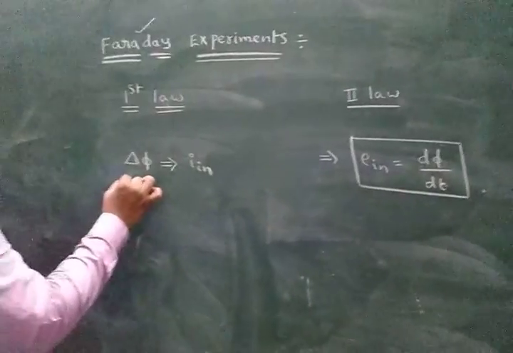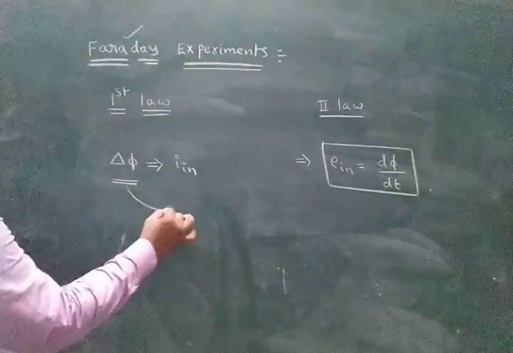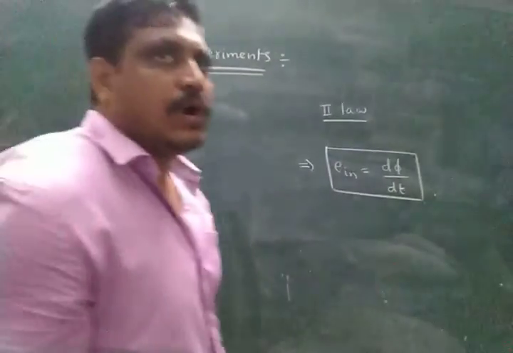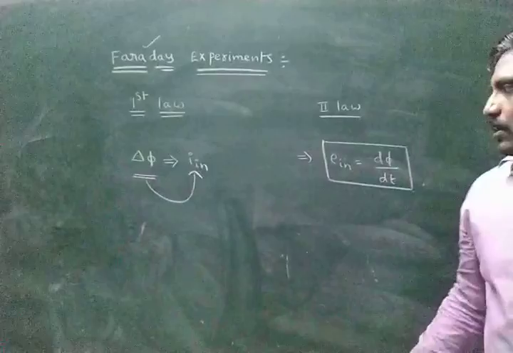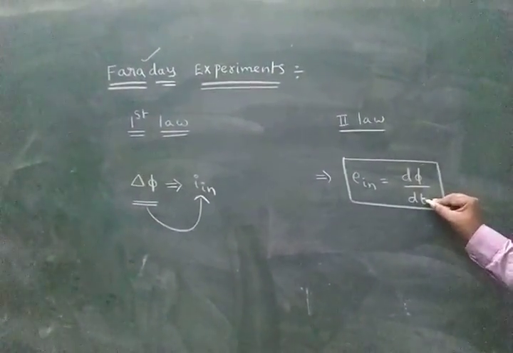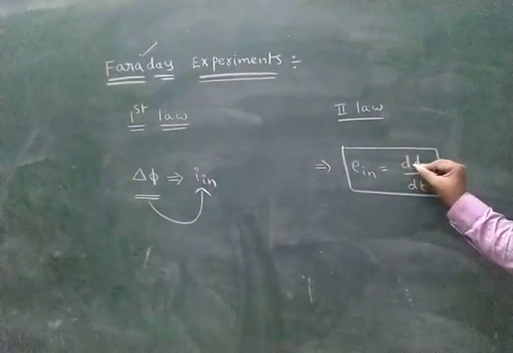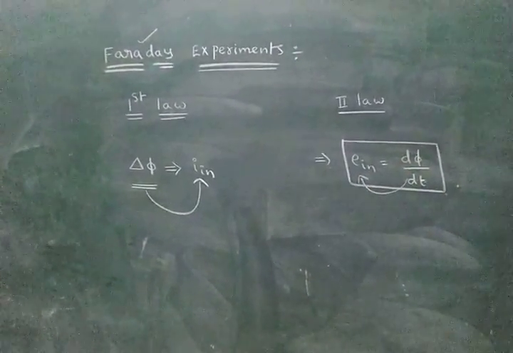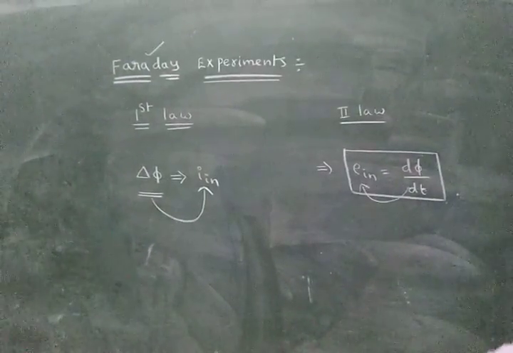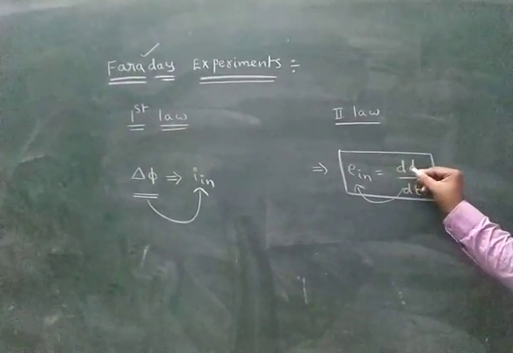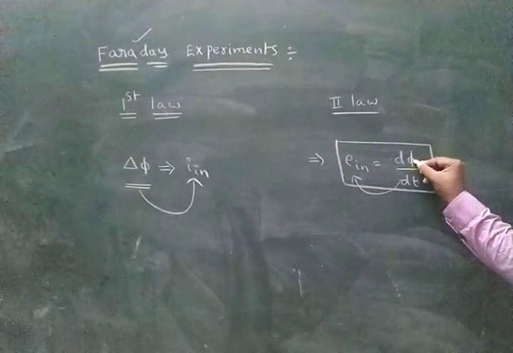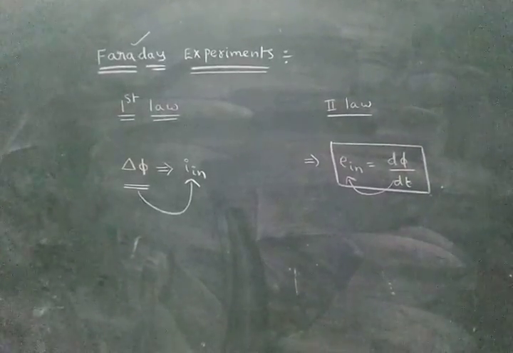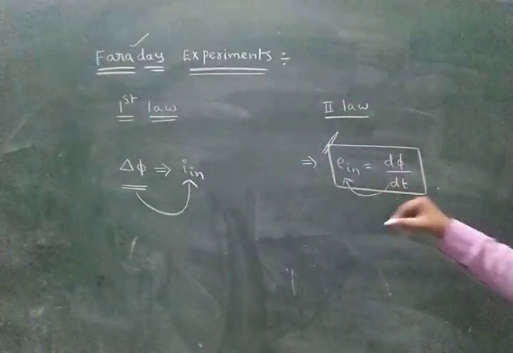What is Faraday's first law? Change in magnetic flux produces an induced current. What is Faraday's second law? According to Faraday's second law, the rate of change of magnetic flux produces an EMF developed in the coil. Okay, very important, Faraday's second law.